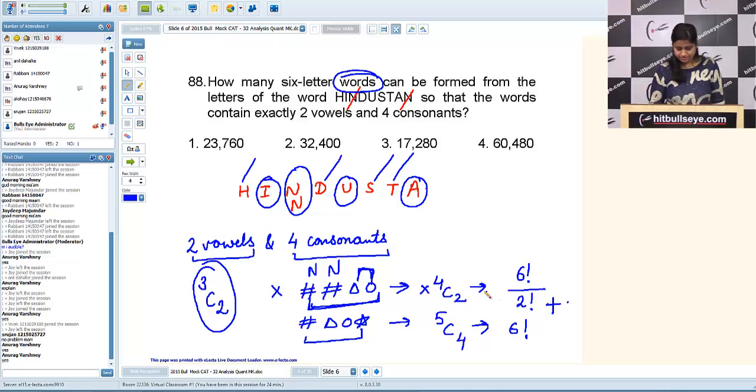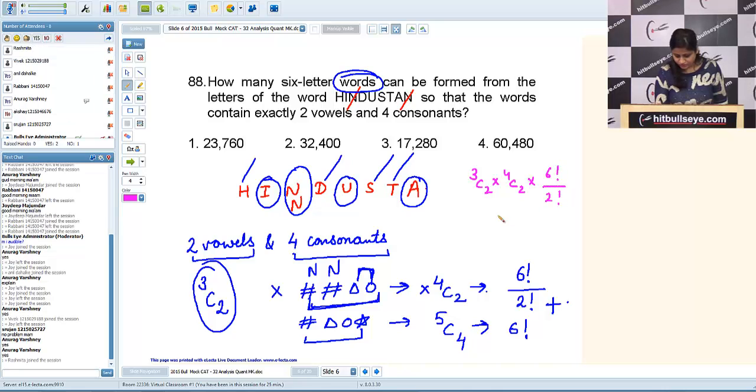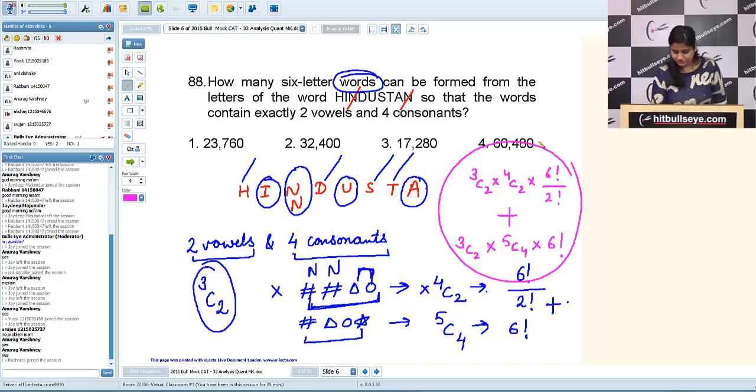Is it okay? So my final answer will be, let me write once again, it will be 3C2 into 4C2 into 6 factorial divided by 2 factorial plus 3C2 into 5C4 into 6 factorial. That will be the complete answer. You can solve it, you'll get the answer. So let us move.